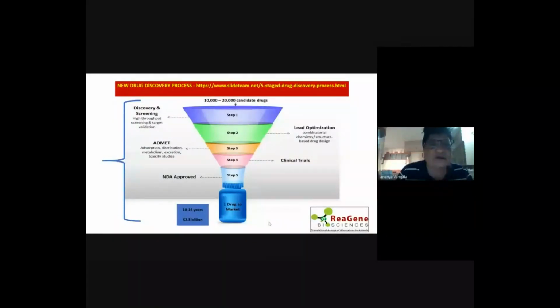So out of 10,000 to 20,000 drugs, you get only one drug into the market, and it may take about 10 to 15 years. For one drug to get into the market, it may take $2.5 billion. So costly. In India, we cannot afford it because we cannot put that kind of money into drug discovery and development. So most of the drug companies in India abandoned drug discovery and development research, primarily because it's becoming cost prohibitive. Excellent research is being done in India, but we cannot take it further because we don't have the money to put into the research. Next one, please.